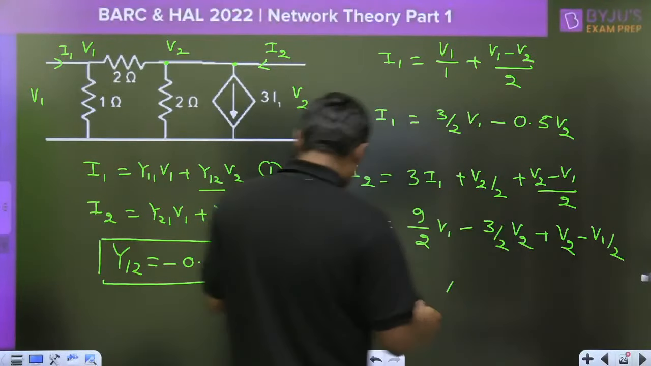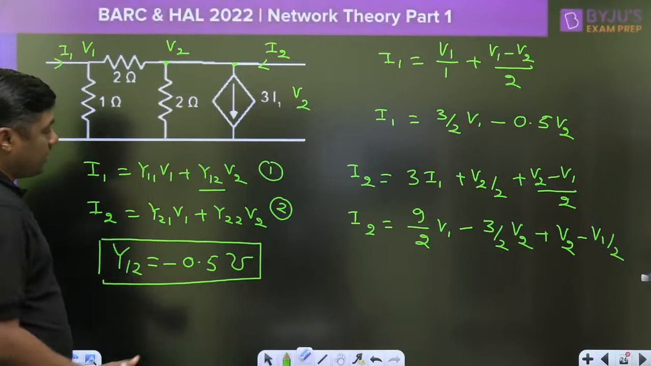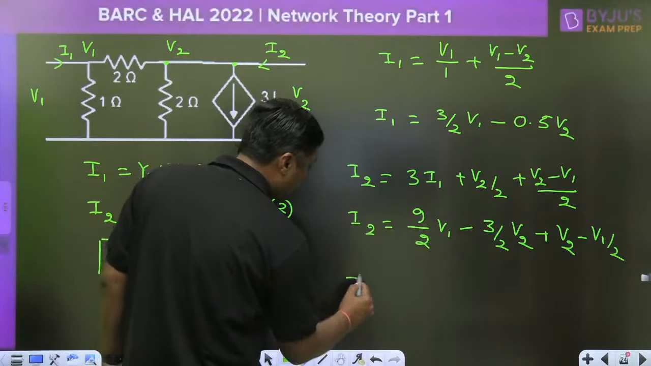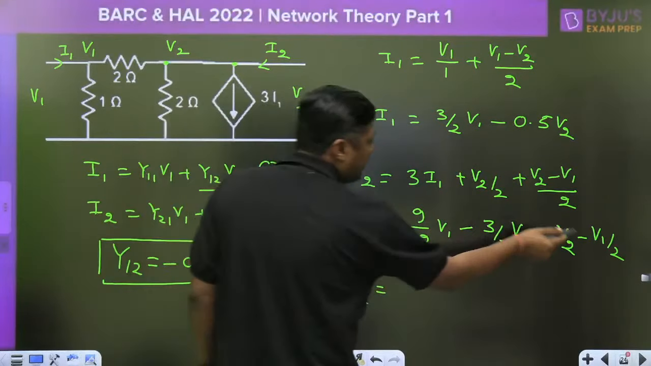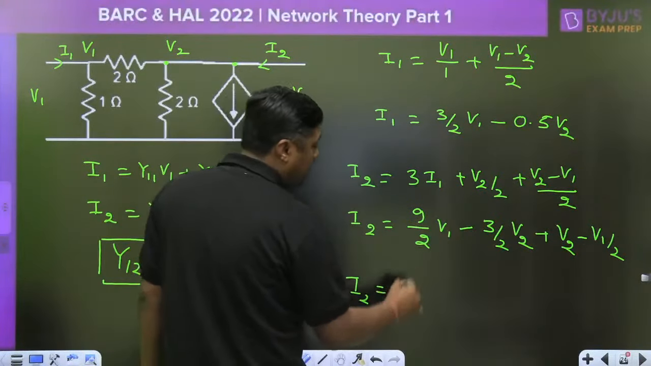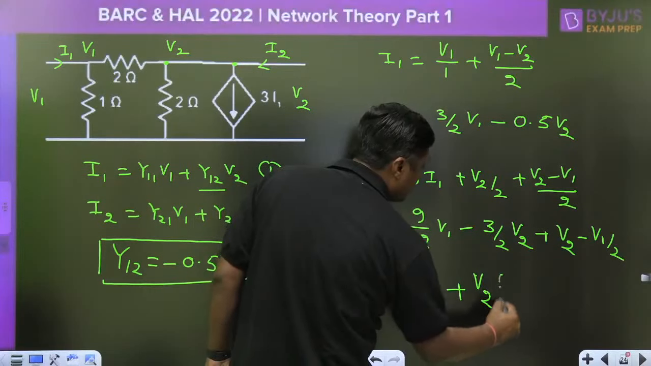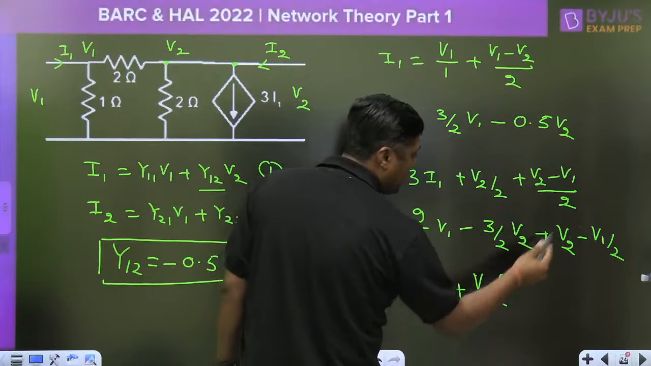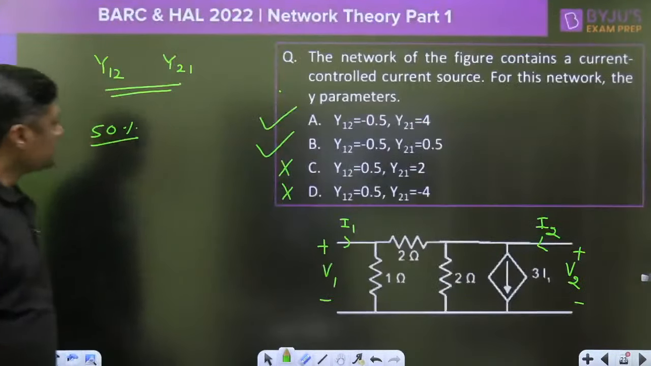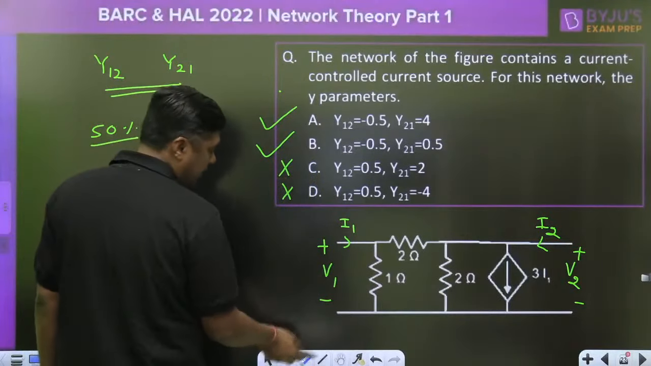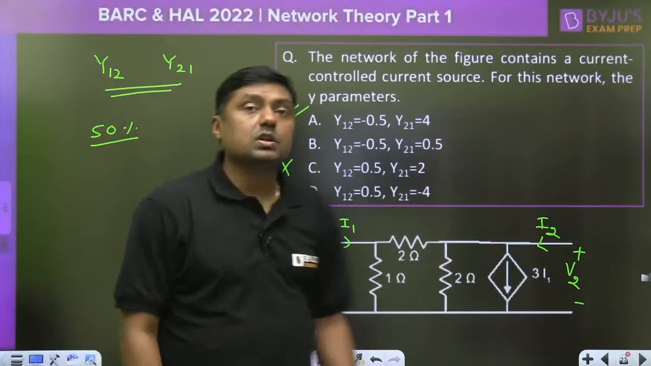Now, what is required here? Y21 only. Y21 means the coefficient of V1. Simply calculate the coefficient of V1: 9 by 2 minus 1 by 2. 9 minus 1 is 8 by 2, that is 4 V1. No need to calculate the V2 coefficient value. But what is the answer? 4. 4 is the correct one. A is the correct answer for this question.